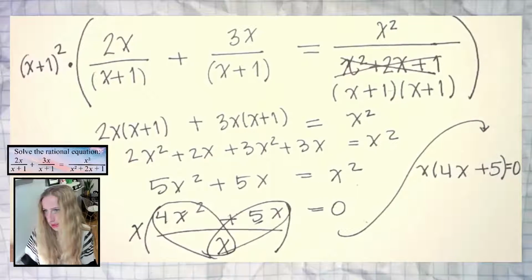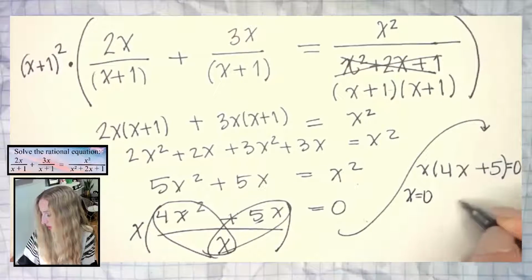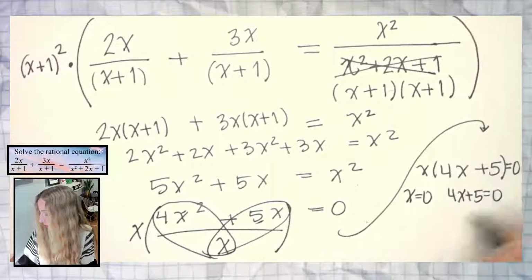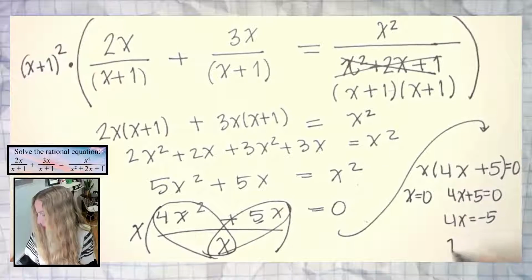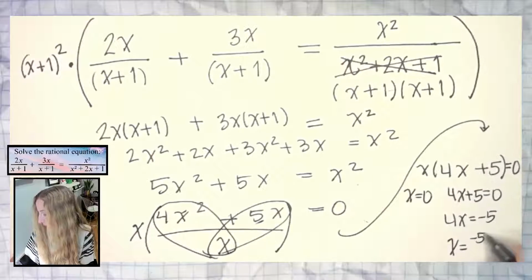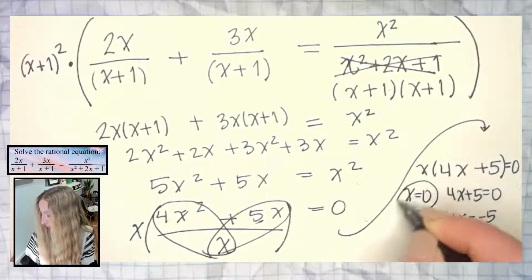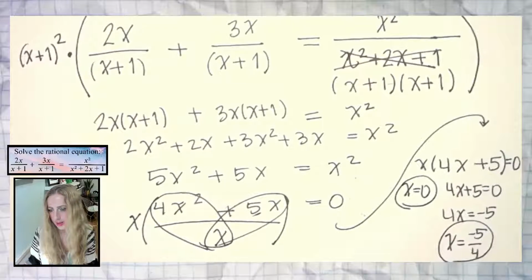Equals 0. And now we can use the zero product property. I'm going to set x equal to 0. That one's already done. And 4x plus 5 equal to 0, which means 4x equals negative 5, which means x is equal to negative 5 fourths. So I have two answers if I go through solving this example with that technique.